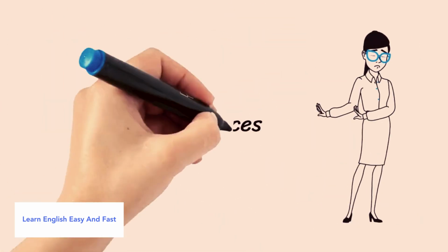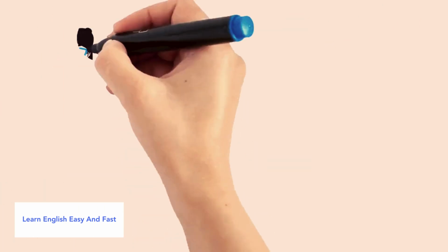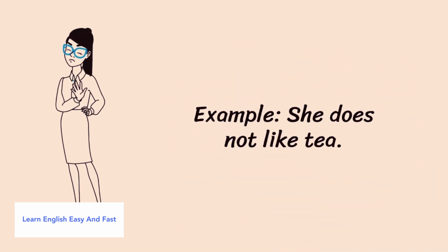Finally, we have negative sentences. These express the opposite of a positive statement. For example, she does not like tea. We use not after auxiliary verbs to form negatives.